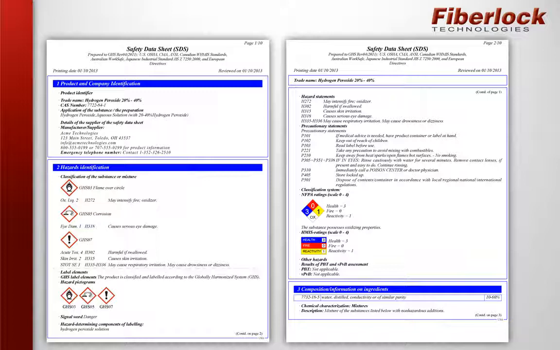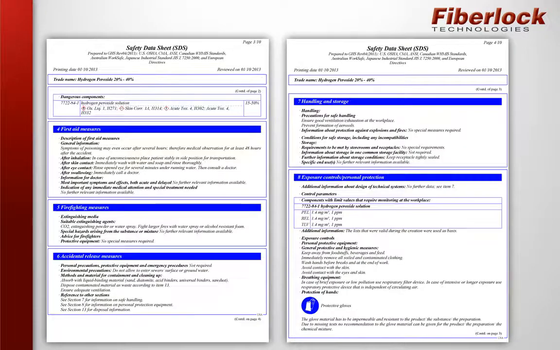Section 3, Information on Ingredients, we see that the product is from 10 to 60% water. Continuing with ingredient information, here we see that it contains hydrogen peroxide solution along with the CAS number and the percentages. Section 4 gives us the first aid measures. Section 5, the firefighting measures. Section 6, the accidental release measures.